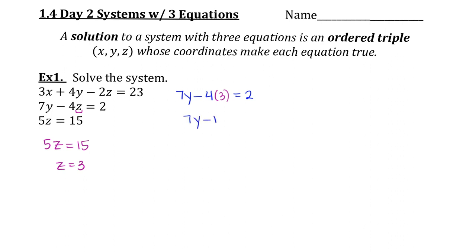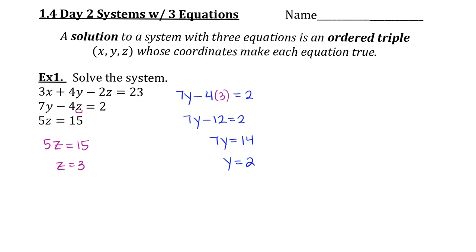So let's try this. 7y minus 12 equals 2. Plus 12, I get 14. Divide by 7, I get 2. So I have z is 3, y is 2. I just need to figure out what x is. To get x, I need to go back to the first equation, because that's the only one that has x in it. I need x.